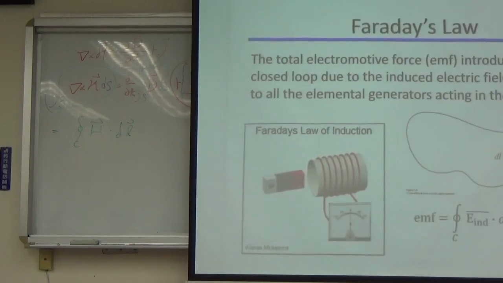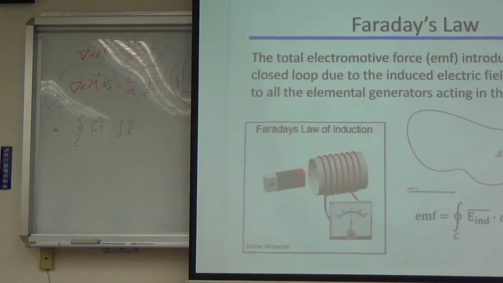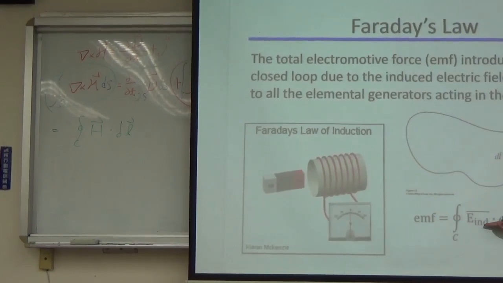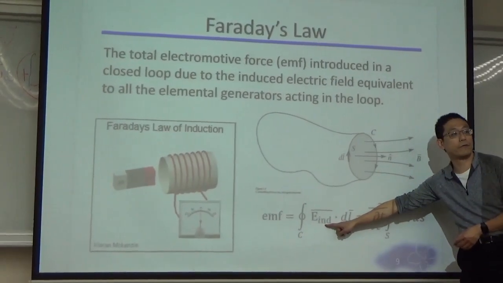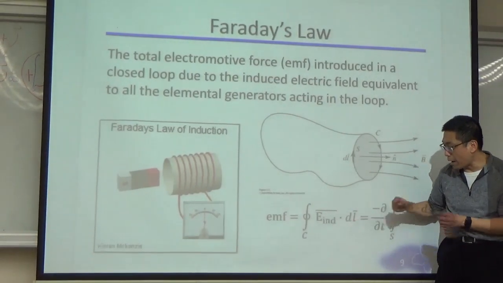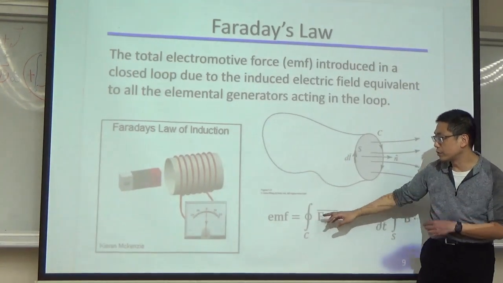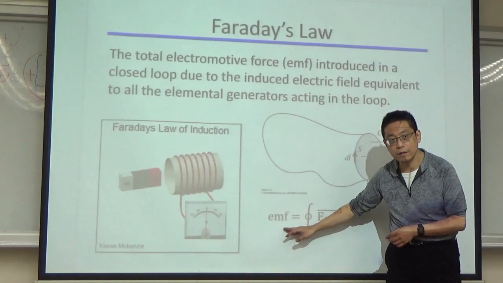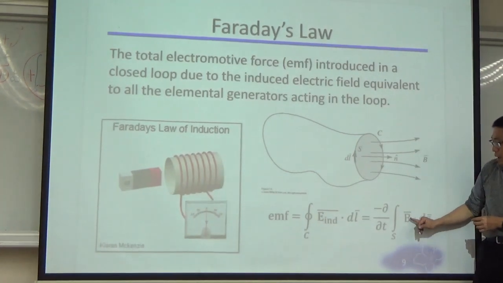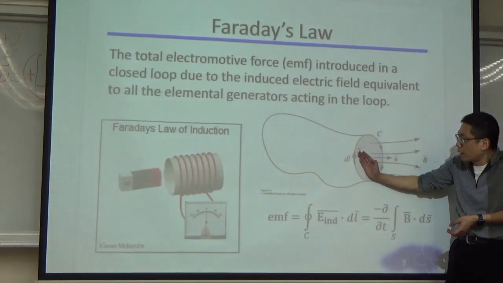This is Faraday's law. If you change the magnetic field, it will give you the induced electric field. The induced electric field dotted with your line element, the circle of line, equals your EMF, which is the same as how much the B field, the magnetic flux density, changes over this area.